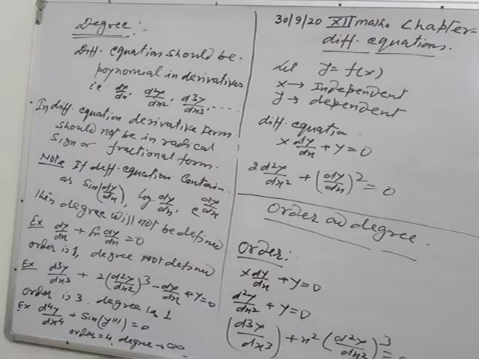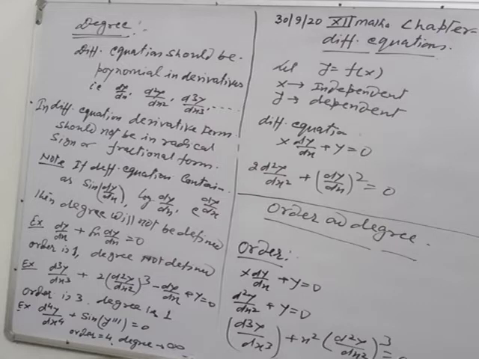Okay. Now, in a given differential equation you have to know about the order and degree. So what is order? Order of the differential equation is defined as the order of the highest order derivative of the dependent variable with respect to the independent variable involved in the given differential equation. Again listen, order of the differential equation is defined as the order of the highest order derivative of the dependent variable with respect to independent variable.